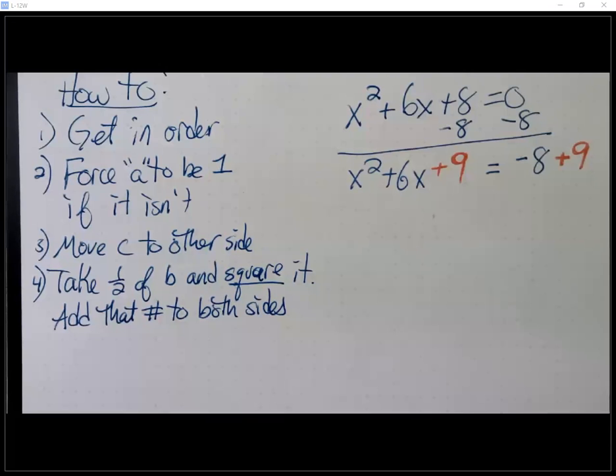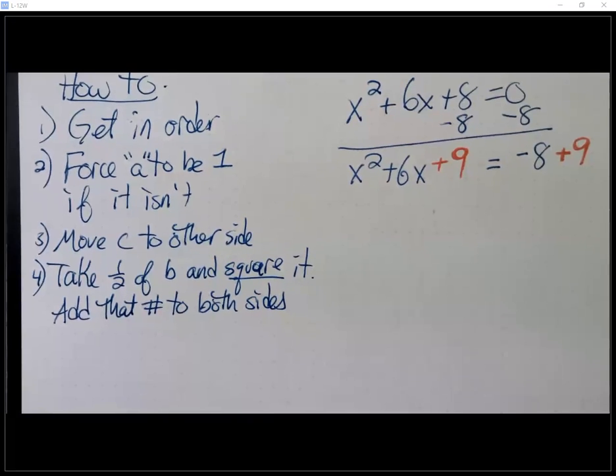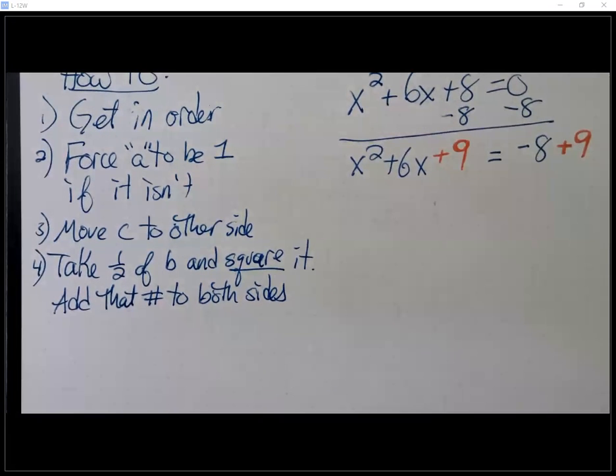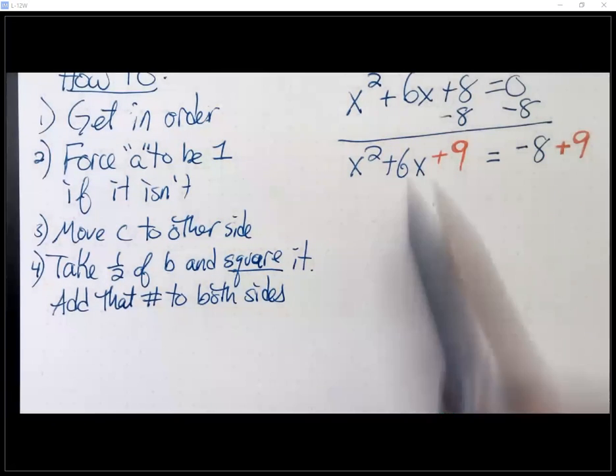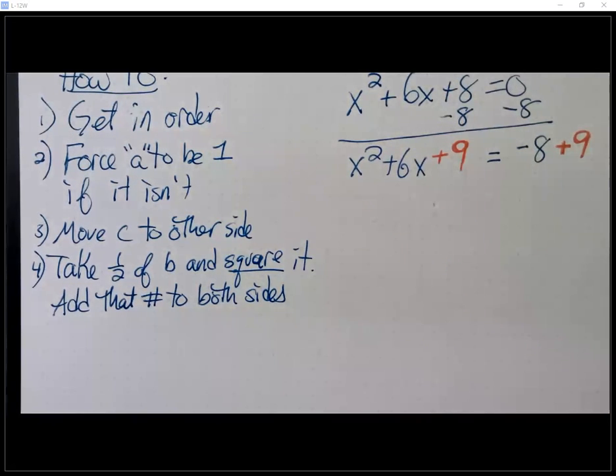Now, what's so cool about this method is that the left-hand side is always going to be what we call a perfect square trinomial. What? Check this out. What are factors of 9 that add to be 6? 3 and 3. They're always going to be exactly the same. Always. And if they're not, you did it wrong.